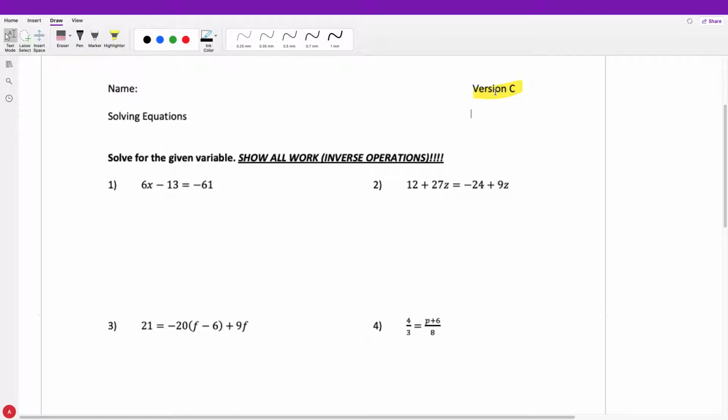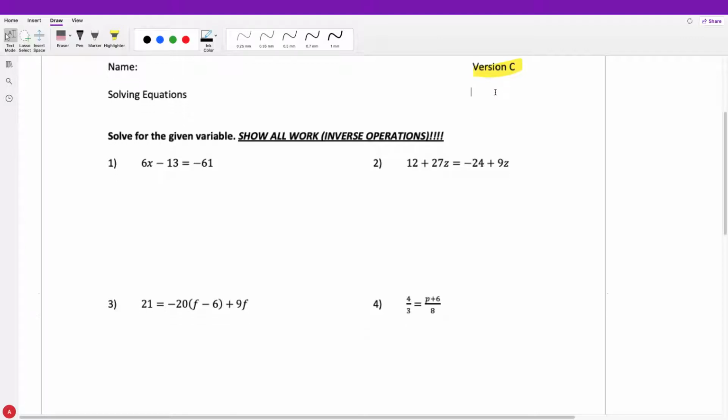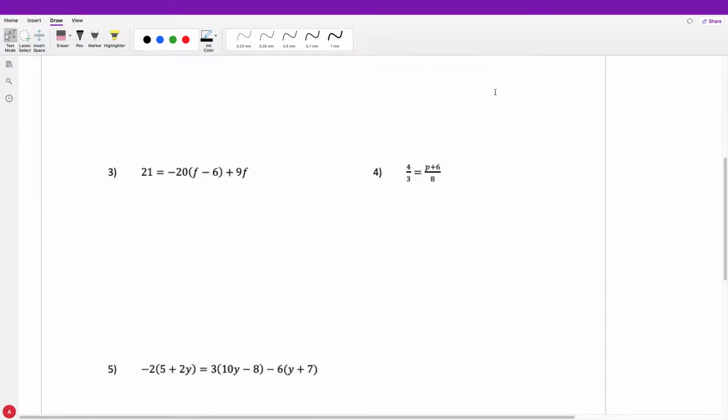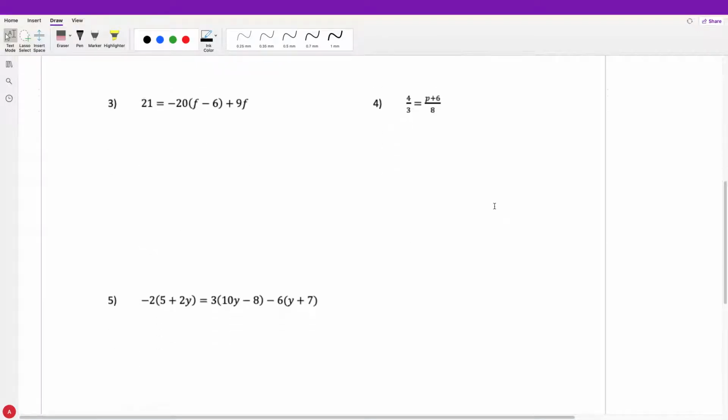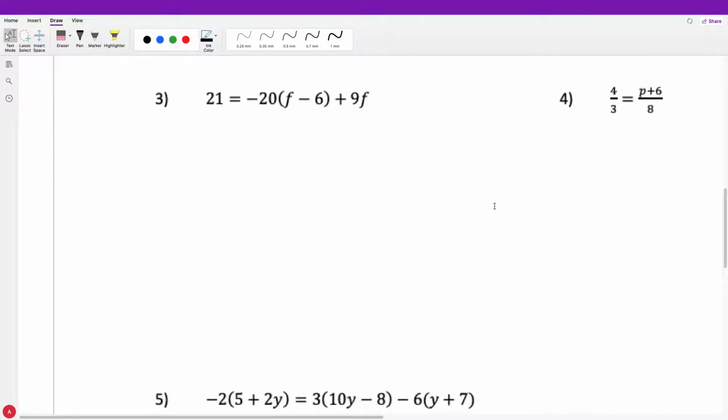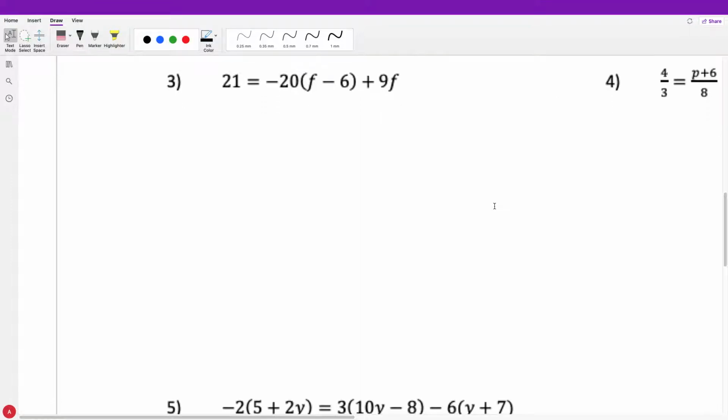I'm not going to go through questions 1 or 2 because those are pretty basic, and questions 3 and 5 are going to ultimately show us how to solve questions 1 or 2. So we're only going to focus on questions 3, 4, and 5. So let's go ahead and go through question number 3.